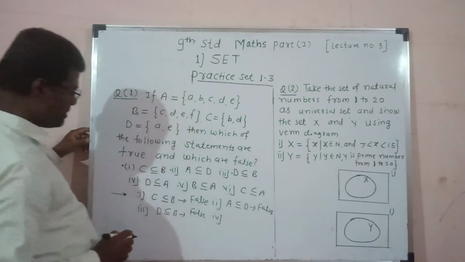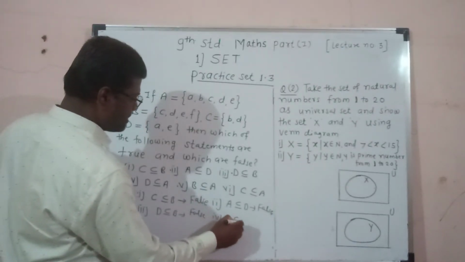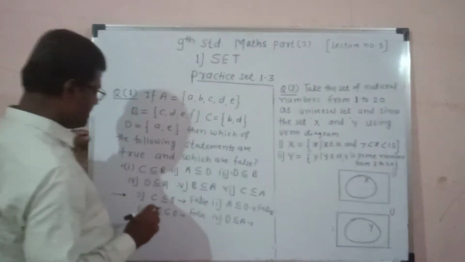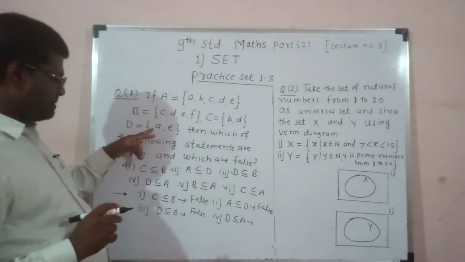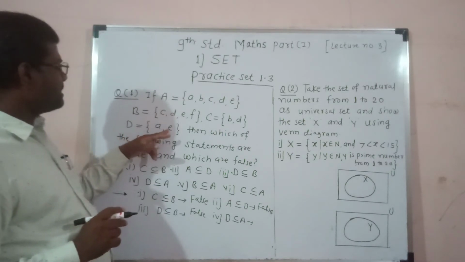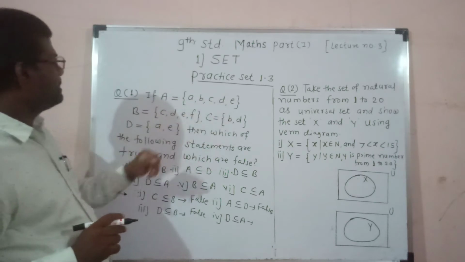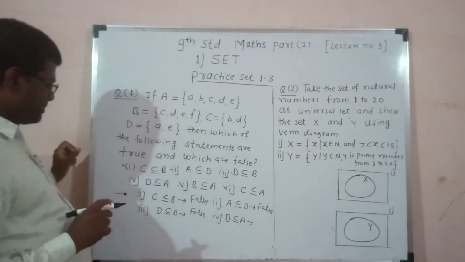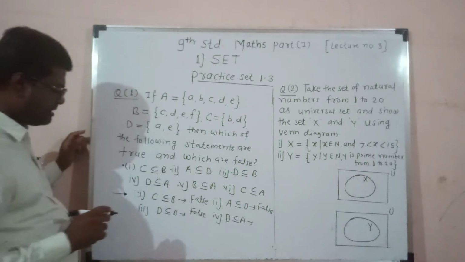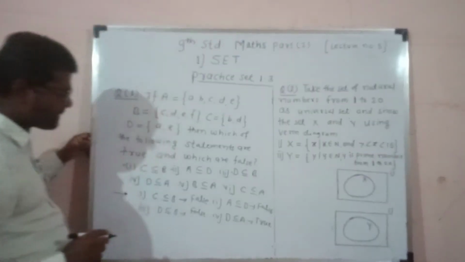Now number 4, set D is a subset of set A. Now see the elements of D. The elements are A and E, and these elements A and E are all in set A. All the elements of set D are in set A. Therefore this statement is true.